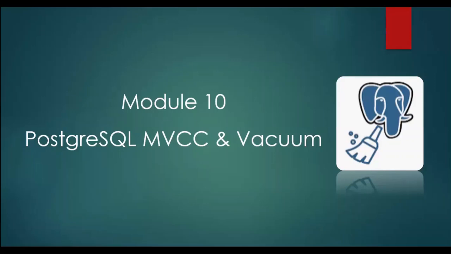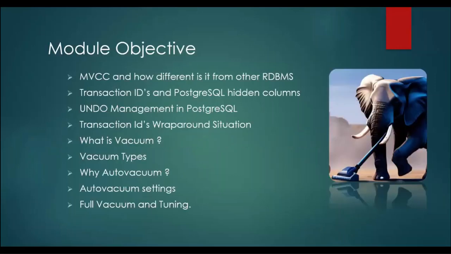So today we are going to discuss MVCC and vacuuming, which is a very important concept. From day one, we have been saying that MVCC is very unique in Postgres and a very core part of Postgres. We are going to cover these modules: what is MVCC and how it is different from other RDBMS, what transaction IDs and the transaction ID wraparound situation are, and how the undo segments are managed in Postgres, followed by vacuuming.